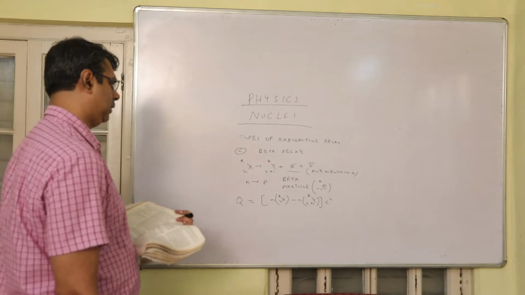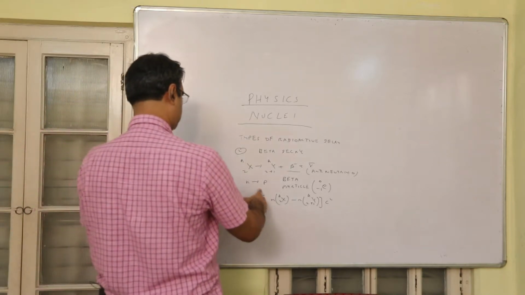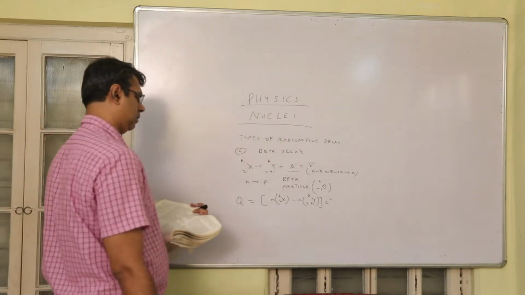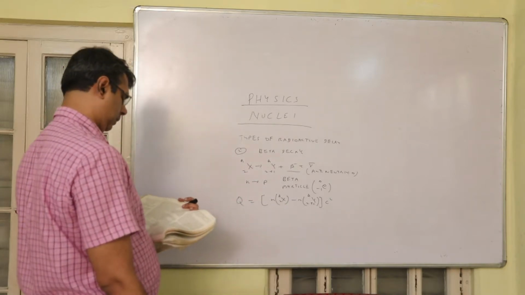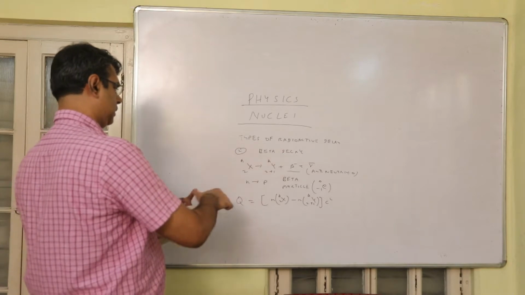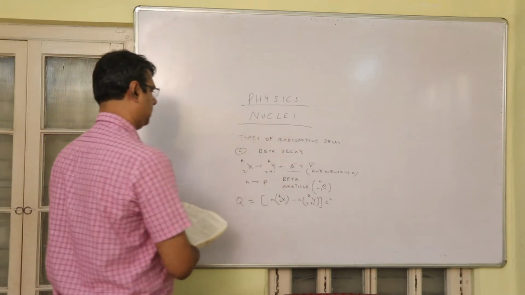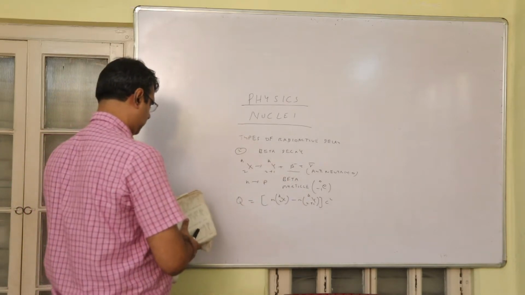So the Q value of this reaction is equal to the mass of X minus the mass of Y, the difference, into C square. This is the Q value of the reaction. This Q value is shared between the beta particle and the antineutrino.